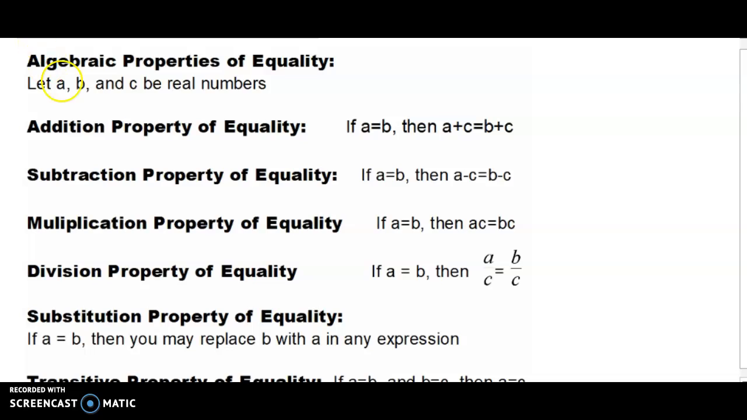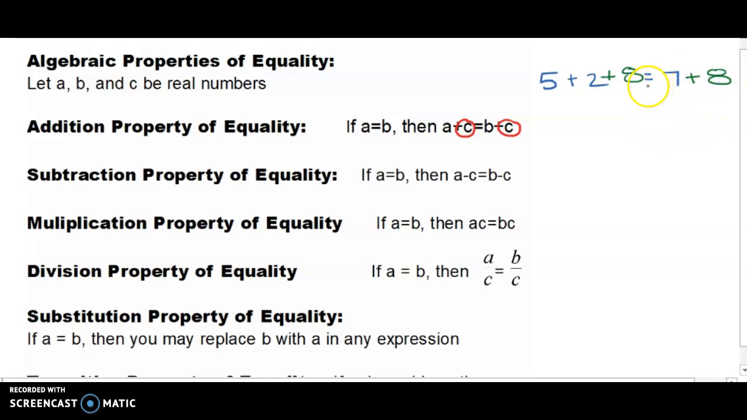The addition property of equality is basically when you add the same thing to both sides of the equation. So if I were to have, I don't know, 5 plus 2 equals 7, everyone agrees that's a true statement. Well, I could come over here and add 8 to both sides, and both sides would still be equal. It would still be a true statement. We can do that because of the addition property of equality.